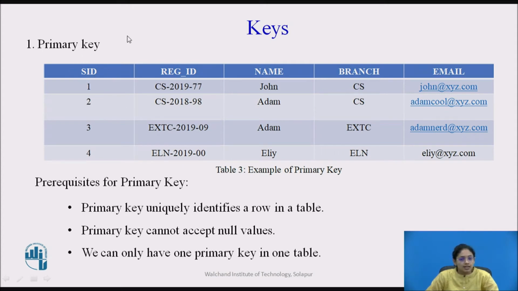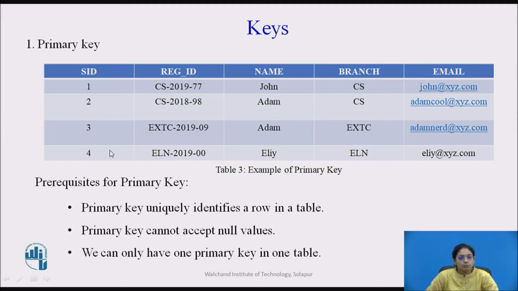If I say SID is the primary key, then Adam who is a CS student is assigned SID 2, Adam who is an ENTC student is assigned 3, and Emily in ELN is assigned 4. So each and every student, irrespective of their department, is assigned a unique SID, which is going to identify the records in the table.